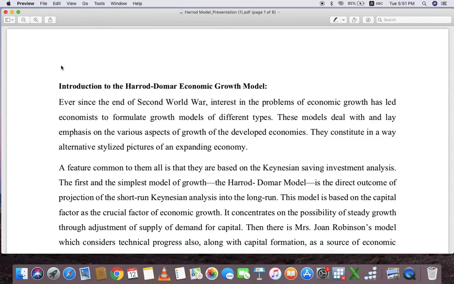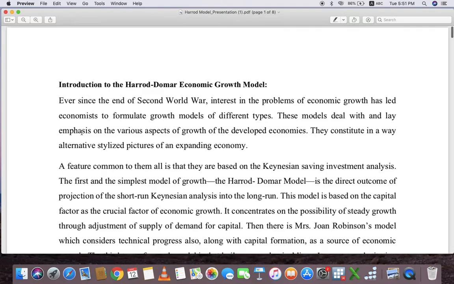Today we will discuss the Harrod-Domar economic growth model, and especially we will start from the Harrod economic growth model. After the Second World War, many countries got their independence, and then they concentrated upon the growth of their economies, and for that purpose they had to follow certain models of economic growth which have been developed from the stylized facts of growth in the developed economies.